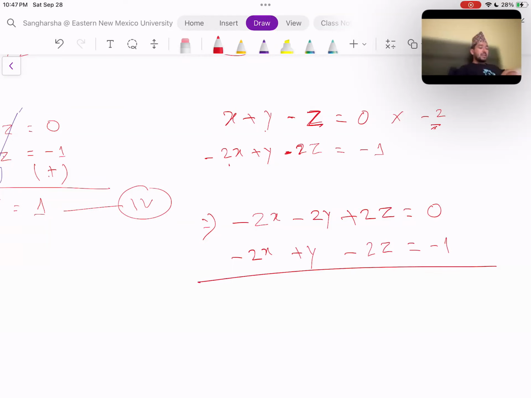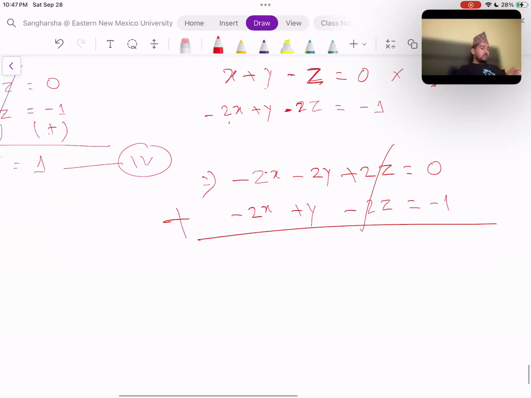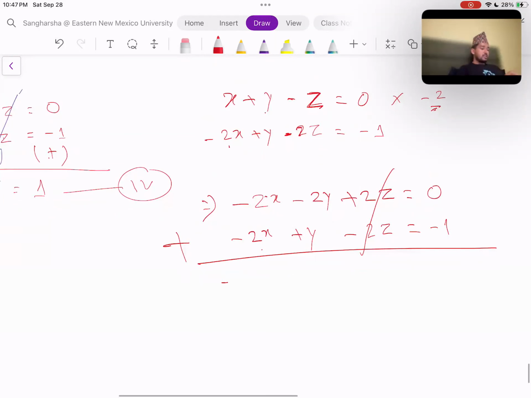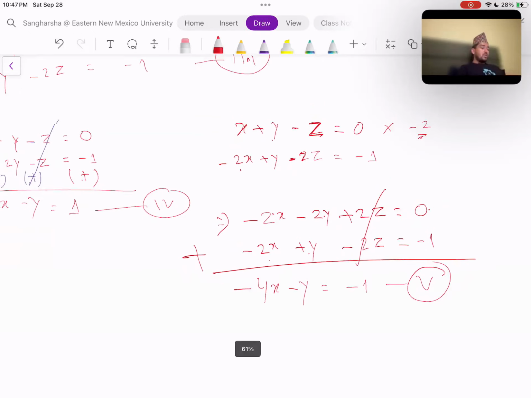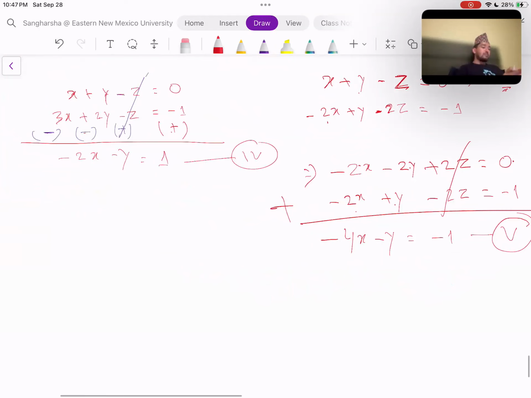Now we add, right? So you add. This is gone. So -2x, -2x, that is -4x, -2y plus y is -y, equals 0, -1, -1. This is equation 5. Now you are taking 4 and 5 together. So let me write down 5 here: -4x, -y equals -1. So this is equation 5.